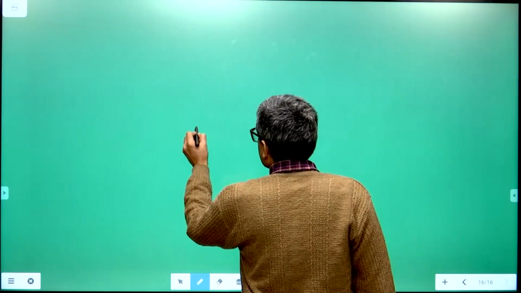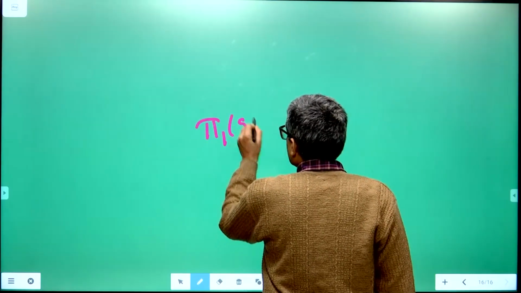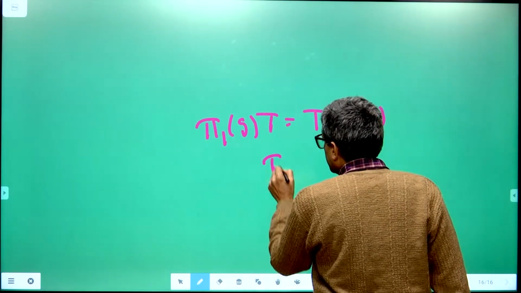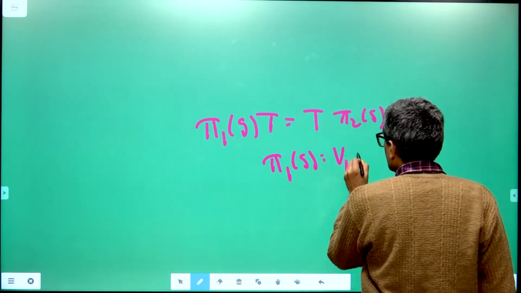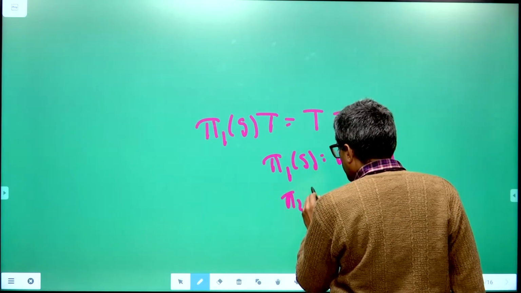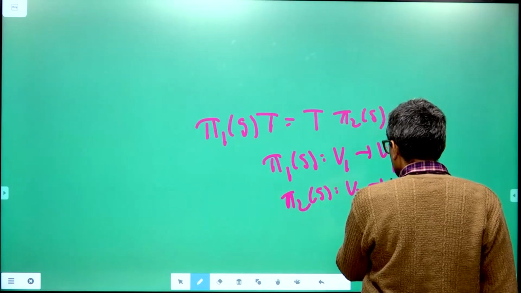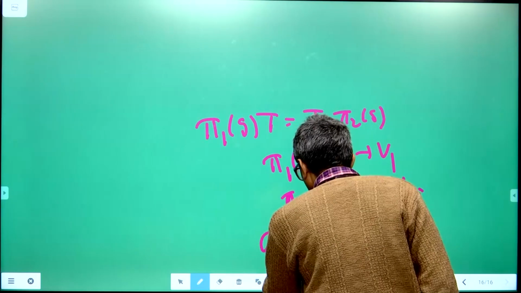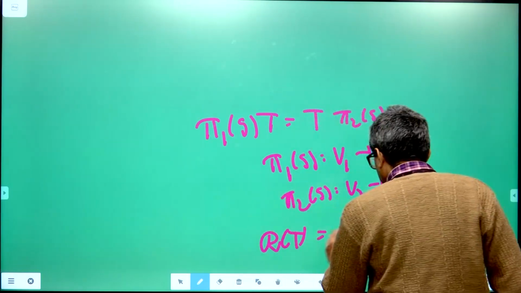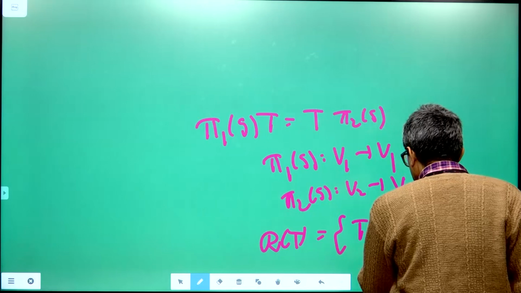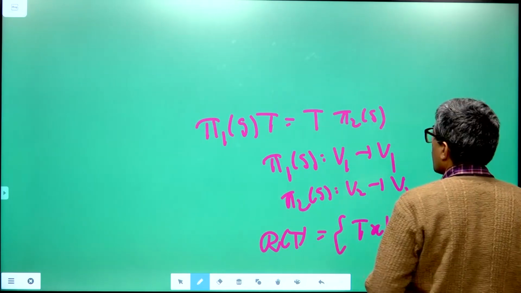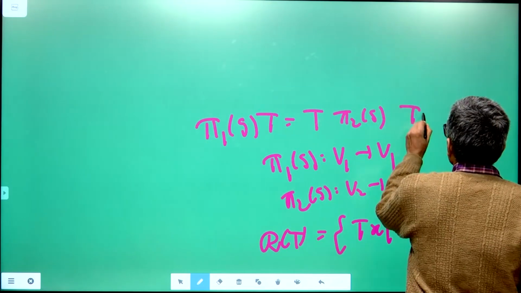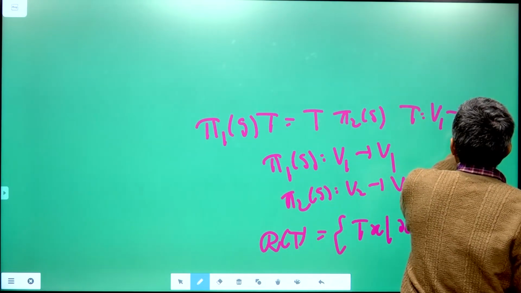It is very simple. Just take two inequivalent irreducible representations, say pi 1(g) T is equal to T pi 2(g). Say pi 1(g) acts in the vector space V1 and pi 2(g) acts in the vector space V2. Then you look at the range of T. So range of T is the set of all Tx as x varies over V1. T is a linear mapping from V1 to V2.